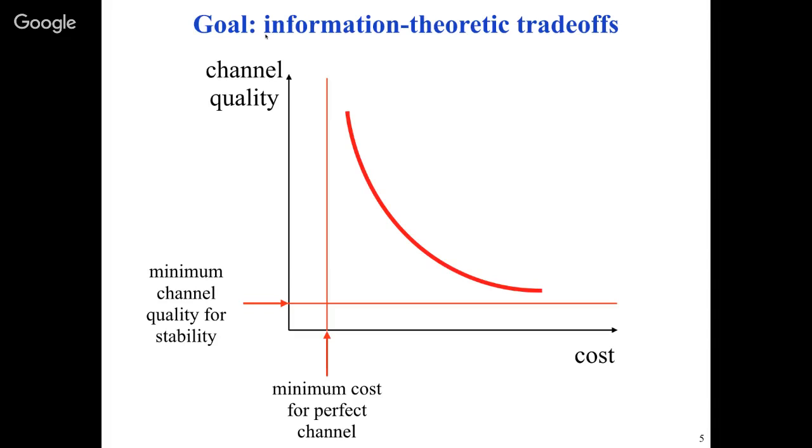Okay, so this is the goal: we would like to characterize information-theoretically these fundamental trade-offs between the cost and the rate that we need to achieve that cost.